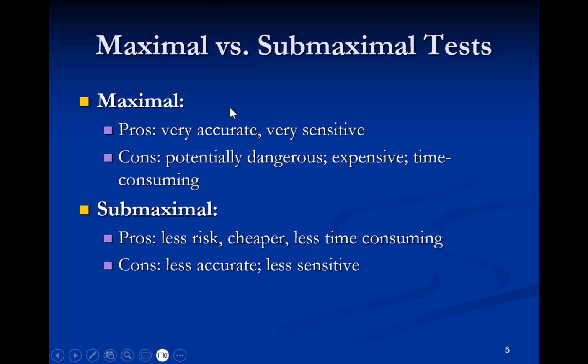Some pros and cons of maximal versus submaximal. As you can imagine, for maximal tests, they're the most accurate. They're also the most sensitive as far as detecting disease that might be present. The negative things about them, they're potentially dangerous because the person does have to work to their max. They can be expensive because it requires expensive equipment like a treadmill or a bike, and then also a metabolic cart to measure oxygen consumption, and thus it's more time consuming. Submaximal tests are basically the opposite. So lower risk, cheaper, less time consuming, but the cons are they're generally less accurate and less sensitive.